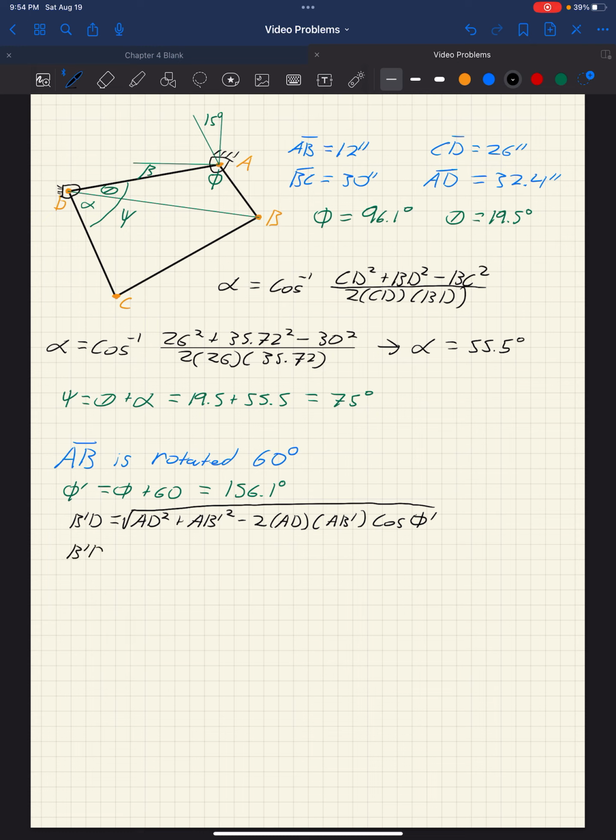So B prime D is equal to 32.4 squared plus 12 squared minus 2 times 32.4 times 12 times the cosine of 156.1 degrees. And we'll find that B prime D is equal to 43.63 inches.